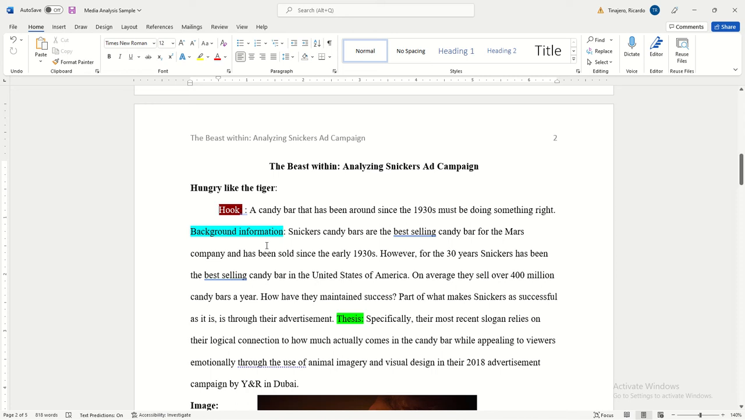So when we get to the essay, of course, there's a hook, right? And it's just a simple statement: a candy bar that has been around since the 1930s must be doing something right. That immediately brings a little bit of intrigue and curiosity about what it is we're going to be talking about. And so that's when we start to fill in this information with the background, right?